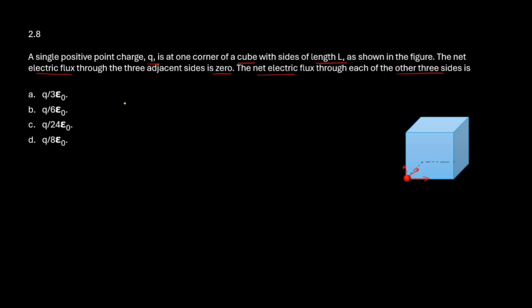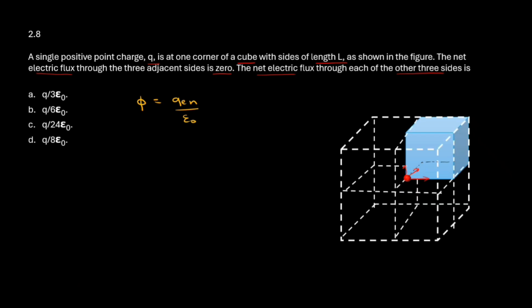We know from Gauss's law, flux through any closed surface is numerically equal to the charge enclosed by the surface over epsilon naught. But we can only apply Gauss's law to a closed surface. The charge at the corner of the cube is not inside a closed surface. So we will create a cubical Gaussian surface such that this charge is at the center of that Gaussian surface, and then we can find flux through it.